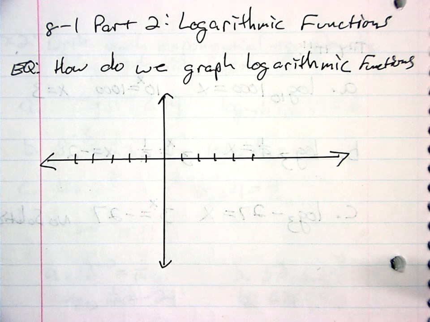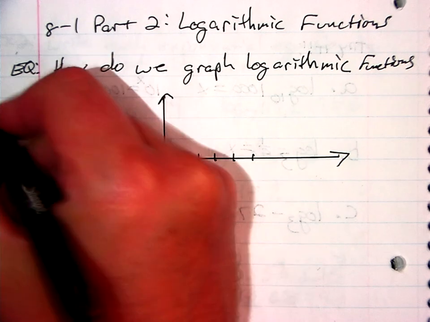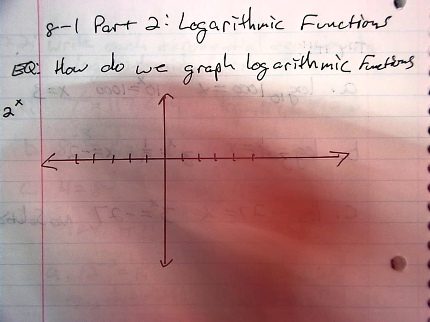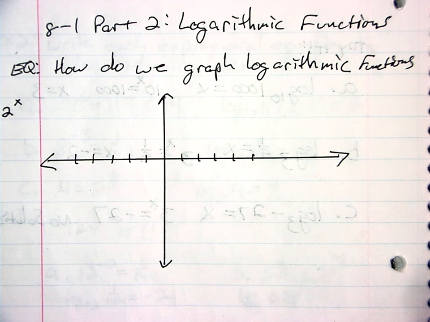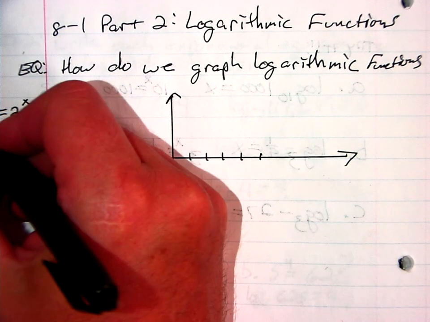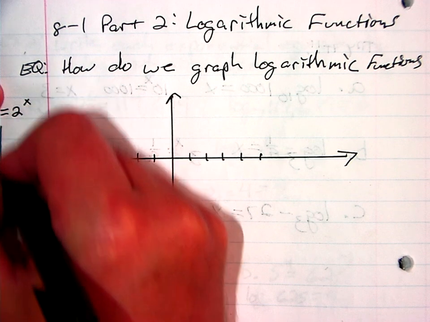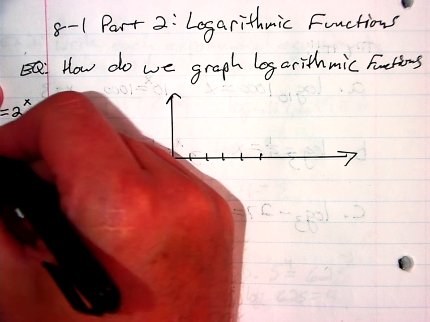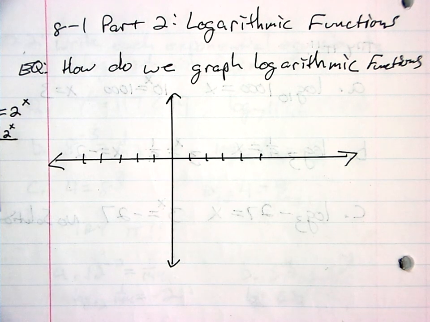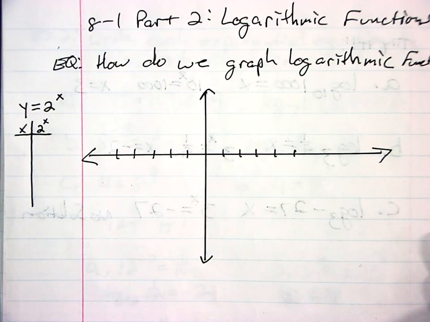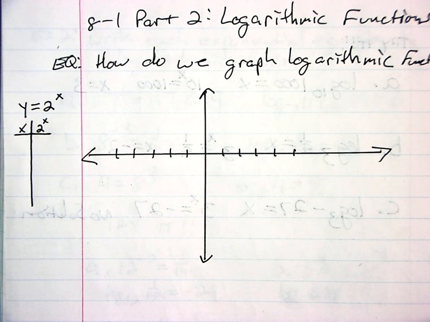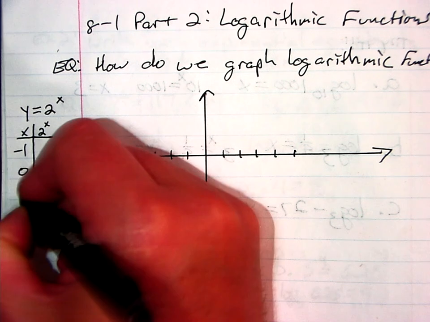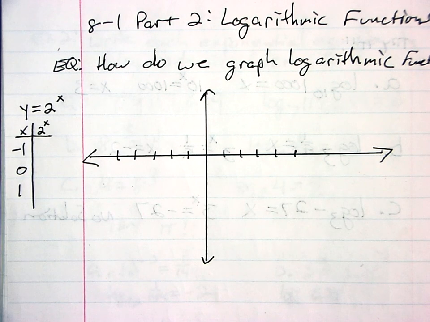We graphed exponential functions. For example, y equals 2 raised to the x. We learned how to graph that. We made a little function table. All right, and we chose -1, 0, and 1 as great points to choose.